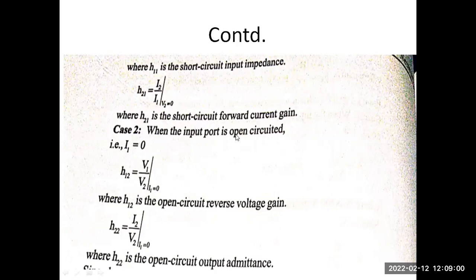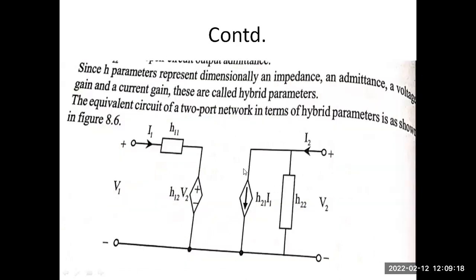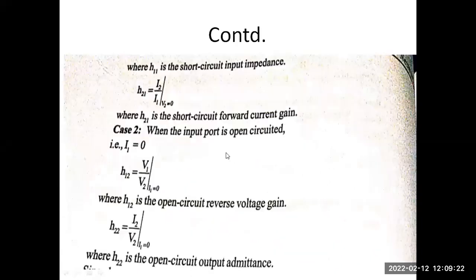Now when the input port is open circuited, I1 equal to 0. So H12 equal to V1 by V2, where I1 equal to 0. H12 is the open circuit reverse voltage gain, and H22 equal to I2 by V2, where I1 equal to 0. This H22 is the open circuit output admittance. The same way, whatever we have discussed, we can understand the same thing.